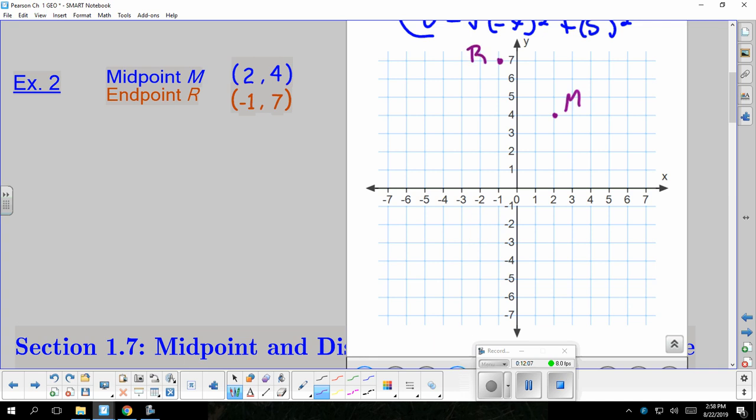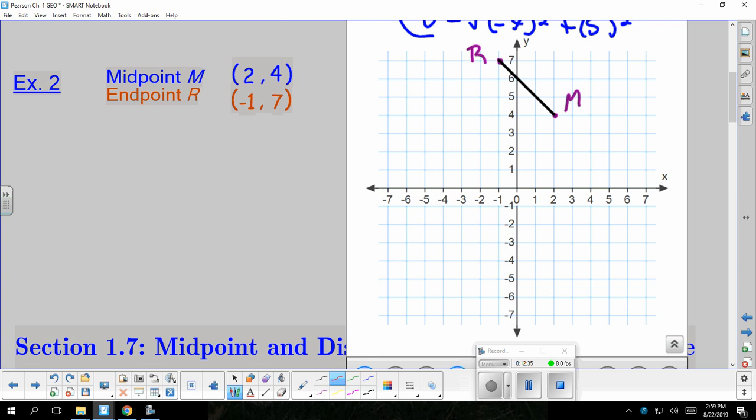I'm going to go ahead and put in that segment. All right. So when just looking at this, we have a midpoint here and an endpoint here of a segment. Do we have a general idea as to where that other endpoint is going to be without calculating? We should have a fairly good idea.